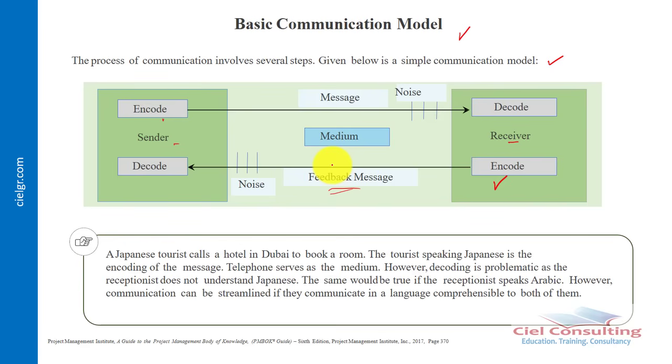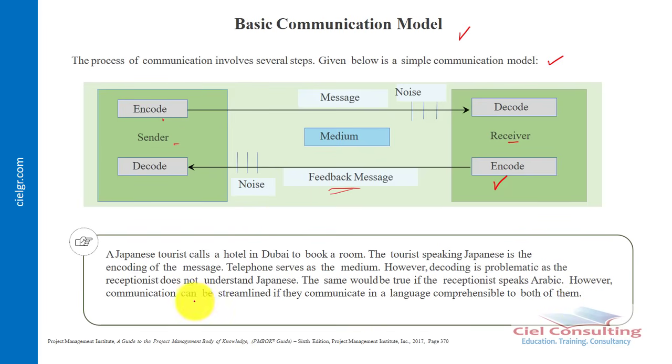So let's take a look at this example. A Japanese tourist calls a hotel in Dubai to book a room. The tourist, speaking Japanese, is encoding the message. Telephone serves as the medium. However, decoding is problematic as the receptionist does not understand Japanese. The same would be true if the receptionist speaks Arabic. However, communication can be streamlined if they communicate in a language comprehensible to both of them.